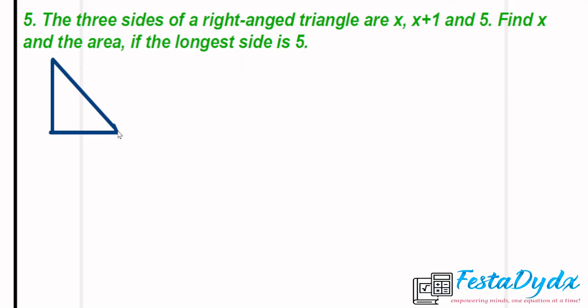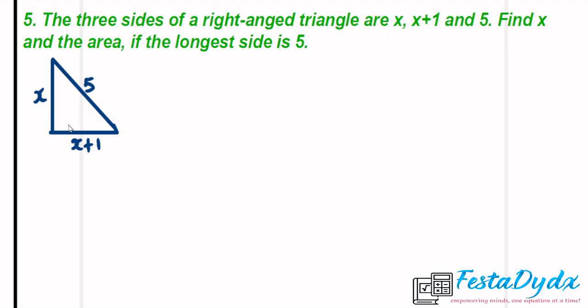This is the longest side of a right-angled triangle. So that longest side is 5. Now we're going to place x and x plus 1 somewhere. So let x be here. Then let x plus 1 be here. You can put them anyway because we are not told which side should be the opposite or the adjacent, but we are given the hypotenuse. Hypotenuse is always the longest side of a right-angled triangle, so the longest side should be 5 centimeters. Now we are looking for the value of x and the area of this triangle.